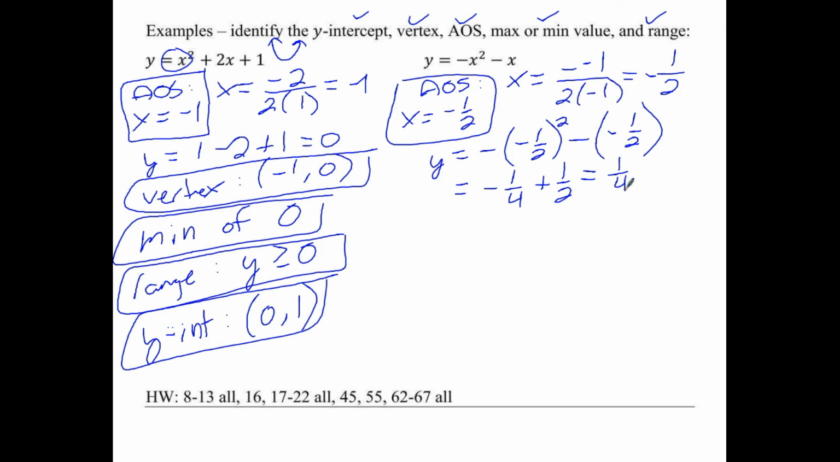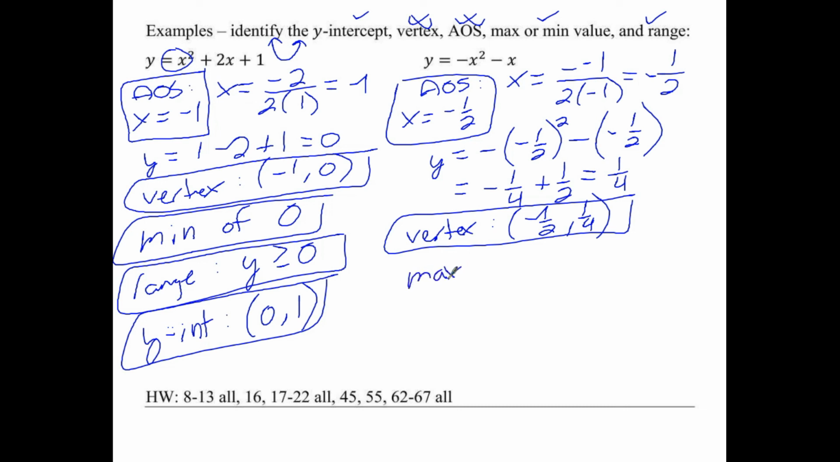So what is that? That's your vertex. So I write down vertex. And what is my vertex? Negative 1/2, 1/4. That's an answer, so I put a box around it. I have my AOS, and I have my vertex. Now what? This thing opens down. So this is a max of, it's the y-coordinate of the vertex, 1/4. That's done.